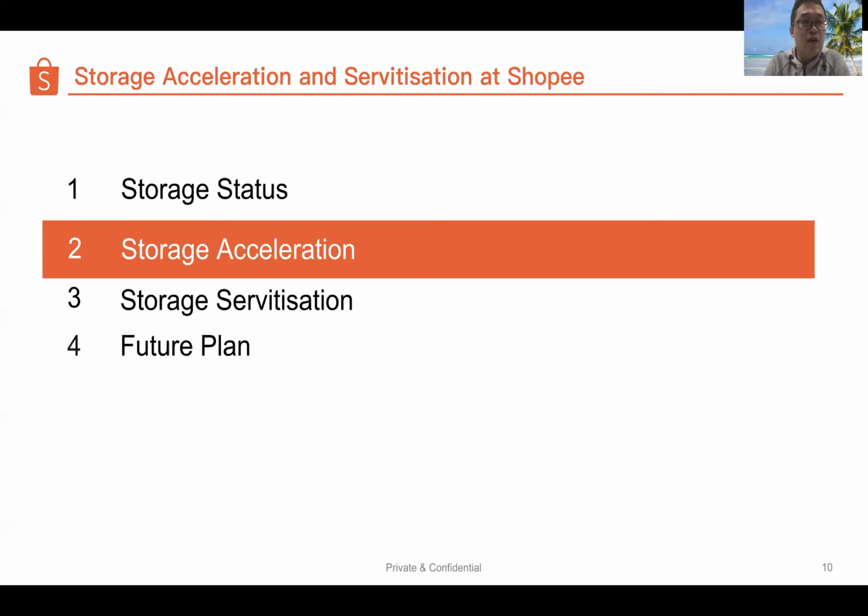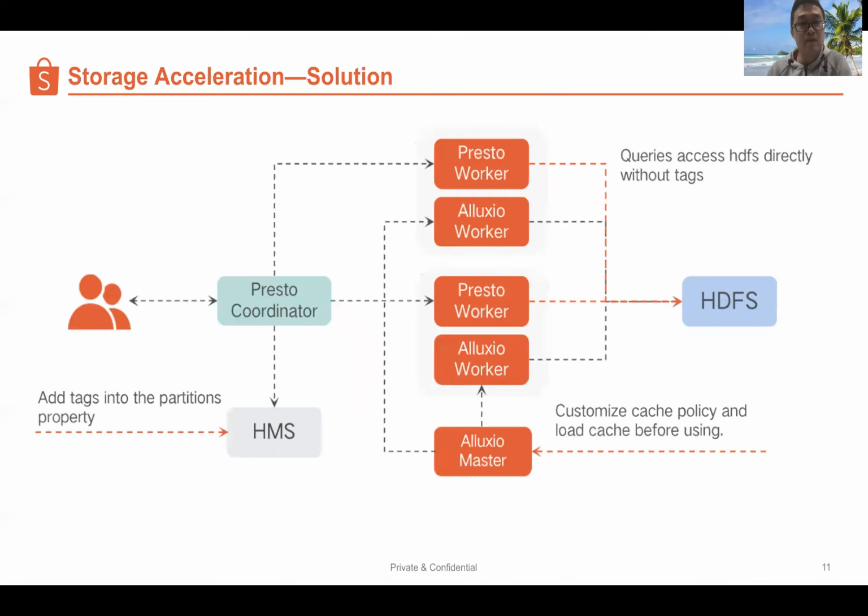Let's move on to part 2, storage acceleration. So how do we solve the problem properly? We update three parts. We add tags into the partition properties, customize the cache policy, and load the cache before using. Then queries access HDFS directly without tags.